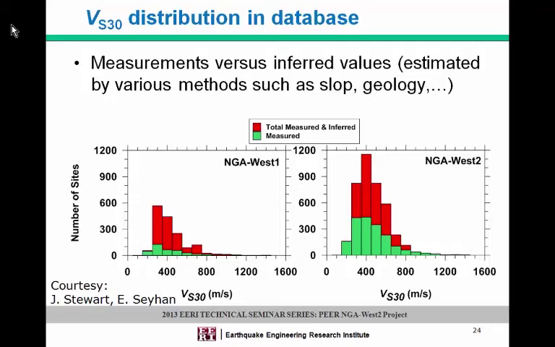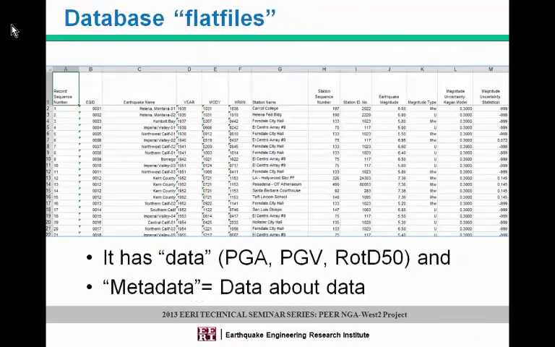There was a working group under NGA-West2. They did lots of analysis of the estimation of the VS30 at various sites. If we don't have a measurement at the site, we have to estimate it. For 2-3 years, a group of geotechs worked on how to estimate VS30 based on different methodologies, and this is what we have. Still, for a good portion of the database, VS30 is based on estimation, but the number of measured values is increasing by a huge amount, and the quality of the data points is much better.